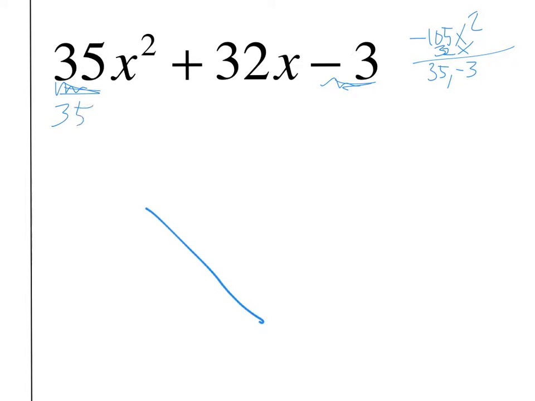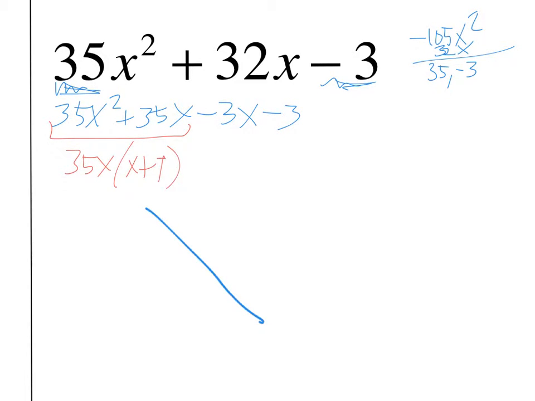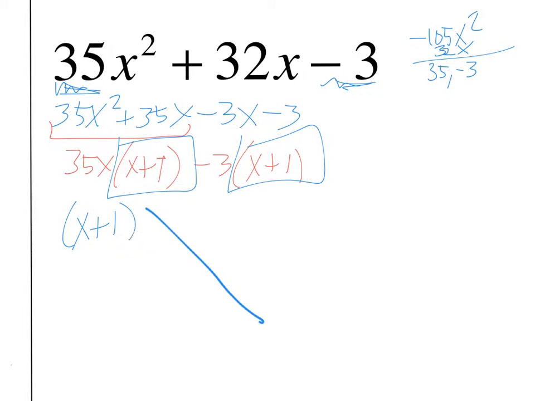So we've got 35x squared plus 35x minus 3x minus 3. 35x times (x plus 1) minus 3 times (x plus 1). And now we've got another situation where I've got x plus 1 and x plus 1. I can factor that out. And my leftovers are 35x minus 3. And again, if you're just factoring, at this point you are done.